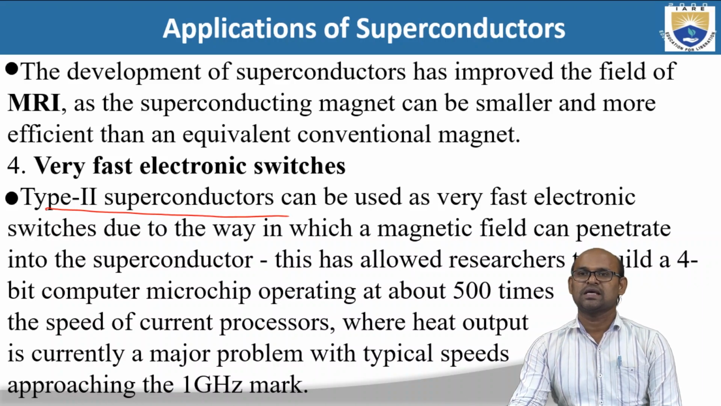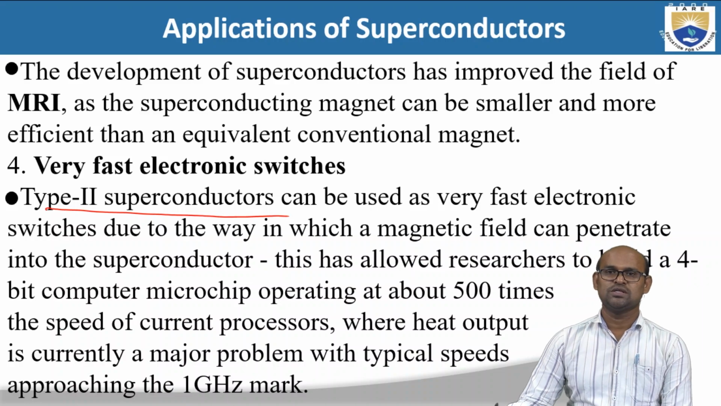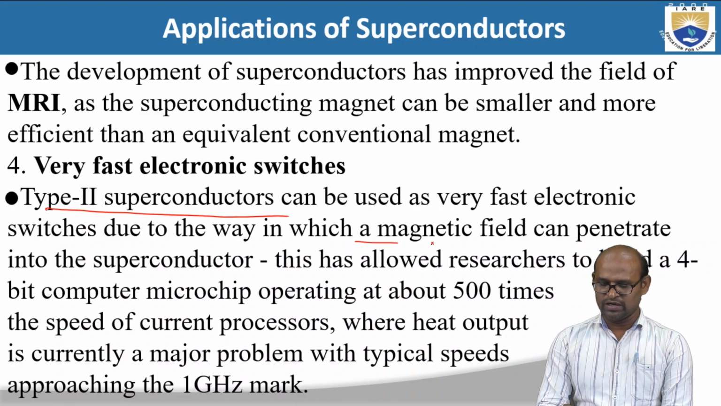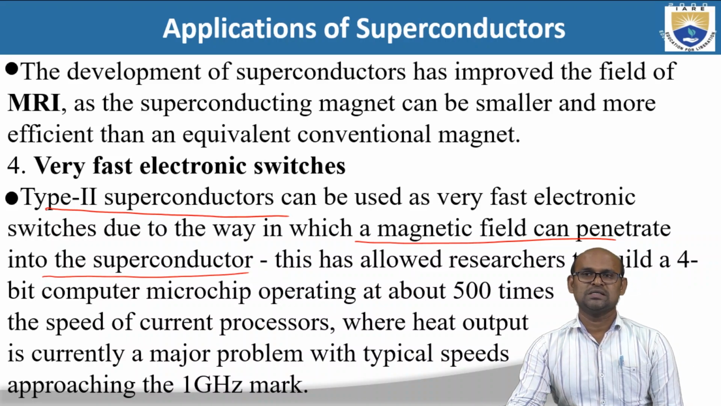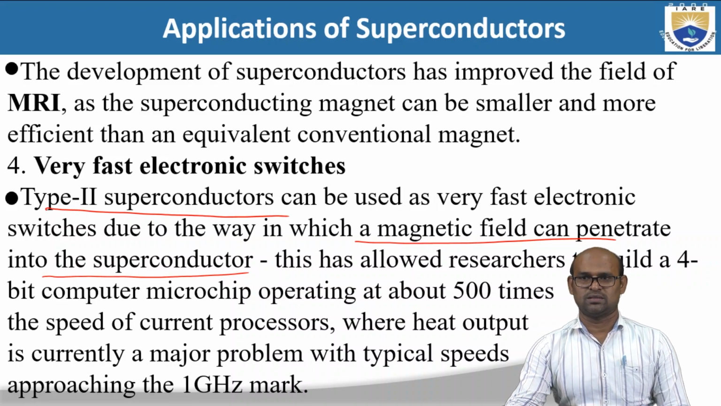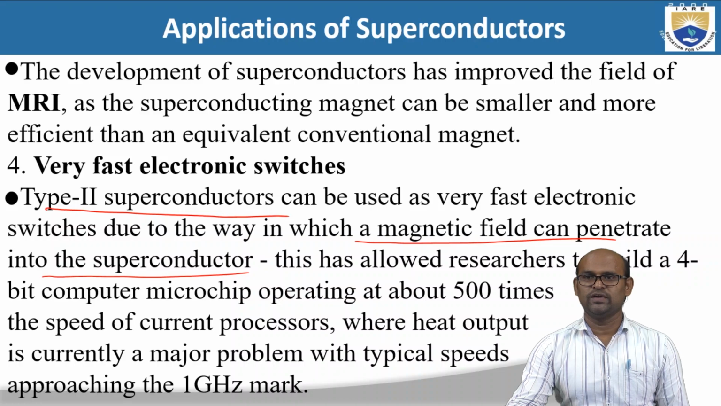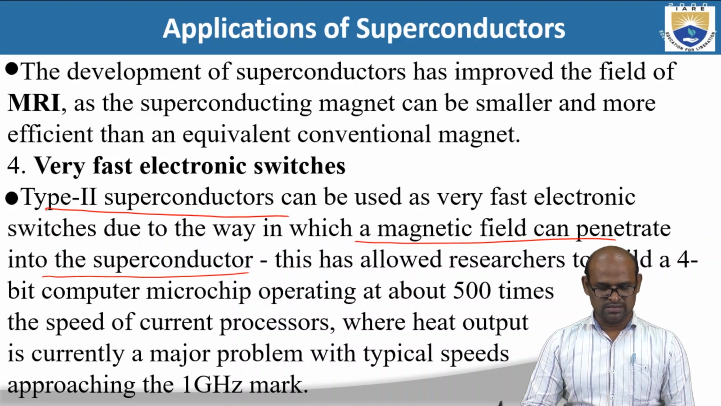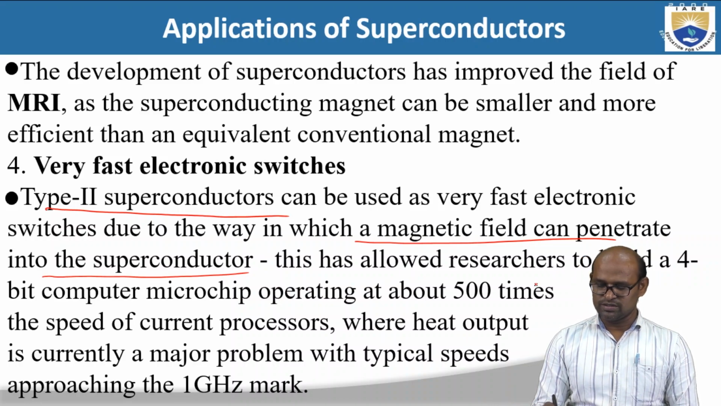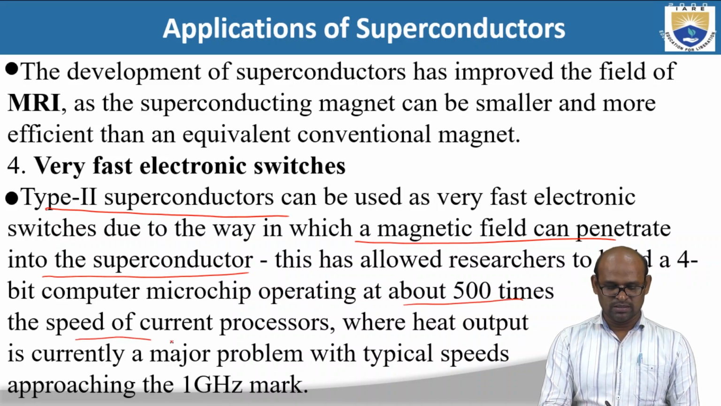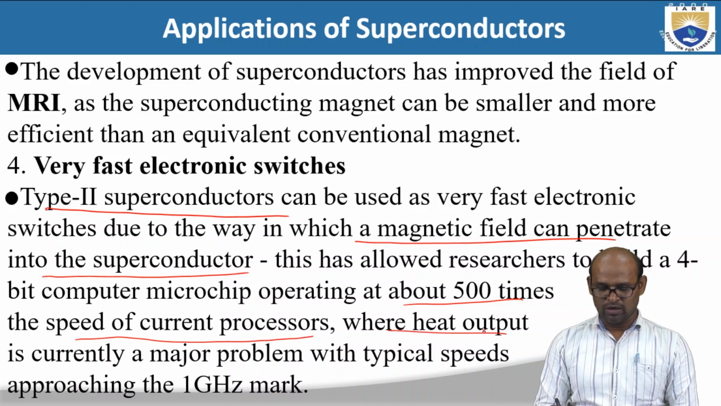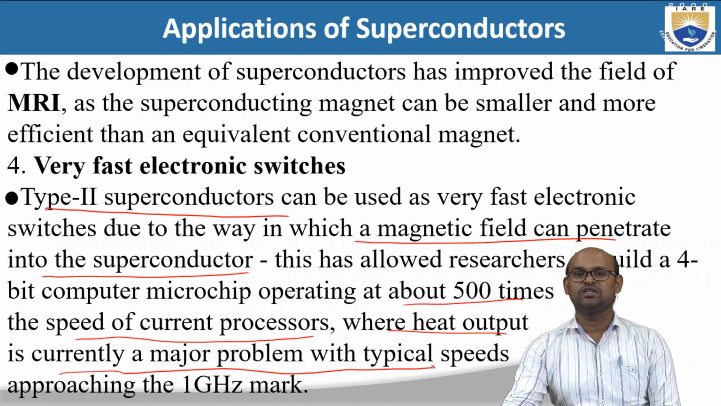So type 2 superconductors can be used as very fast electronic switches due to the way in which a magnetic field can penetrate into the superconductor. In type 2 superconductors, the magnetic field can not only penetrate the surface layer, but it can penetrate into the bulk. Okay, because of that, the magnetic field generated by a type 2 superconductor is high. Right. So this has allowed researchers to build a 4-bit computer microchip operating at about 500 times the speed of the current process, where heat output is currently a major problem with typical speeds approaching the 1 gigahertz mark.